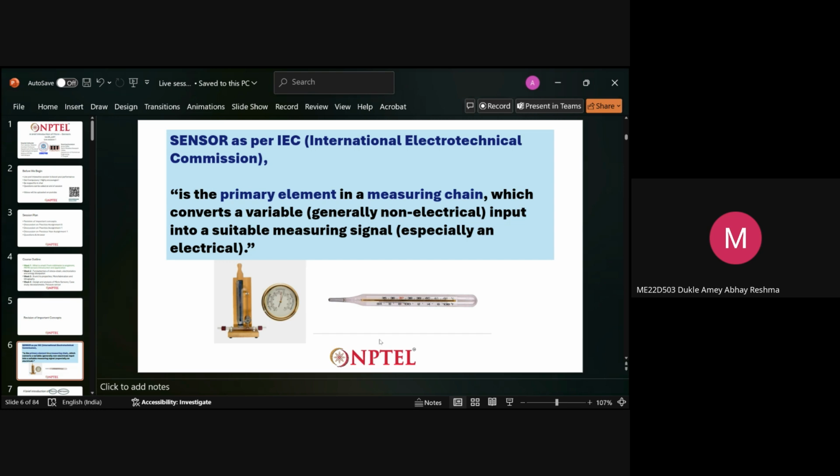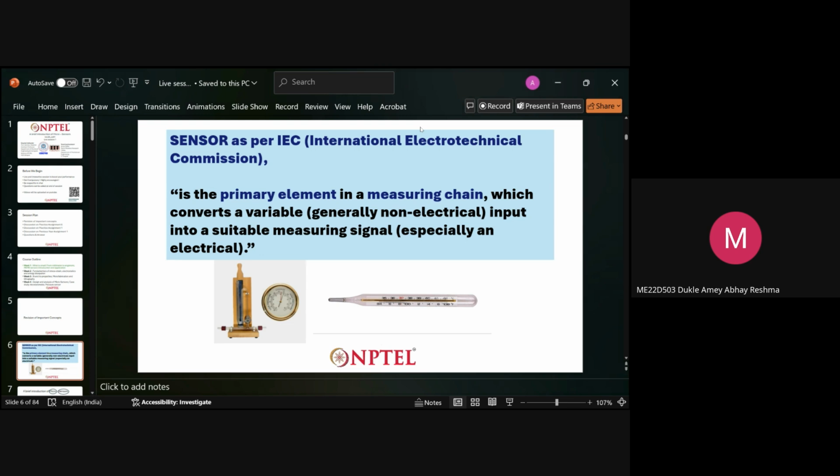The course is a brief introduction to microsensors, so there are two important parts in this course: one is micro and the other is sensor. First we'll start with the sensor, which many of you are well aware of. A sensor is defined as a primary element in the measuring chain, which converts a variable, generally a non-electric input, into a suitable measurable signal, especially in electrical form.